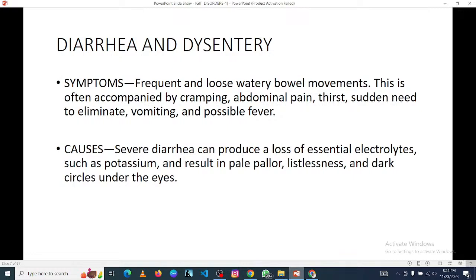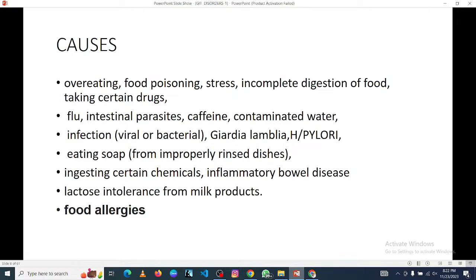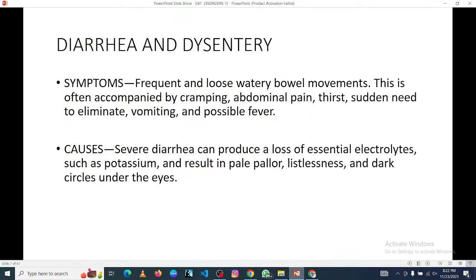Actually, vomiting a lot would also lead to that, and result in pallor, listlessness, and dark circles under the eyes to a greater extent when it becomes worse.